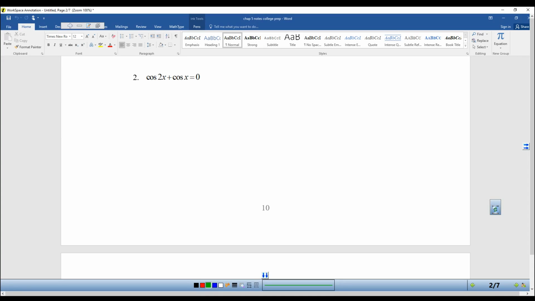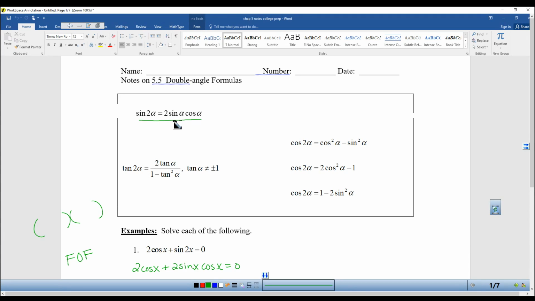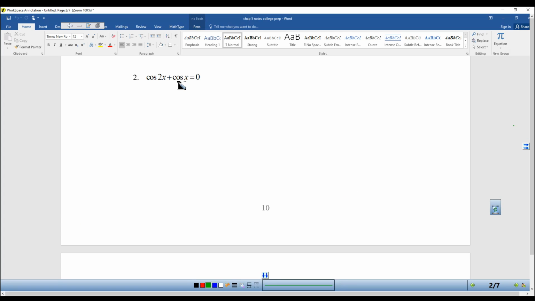Number 2. So now cosine has 3 choices. Unlike sine, where it was really easy to know what we wanted to plug in, I could put 3 different things into this problem. However, since I have another cosine in the problem, the best choice is the one with the cosines in it. So that would be 2 cosine squared x minus 1 plus cosine of x. So as usual, I'm going to factor, but I'm going to change it to descending order first.